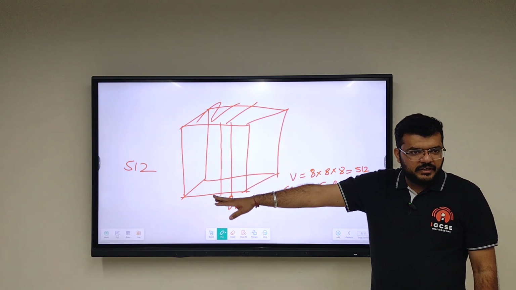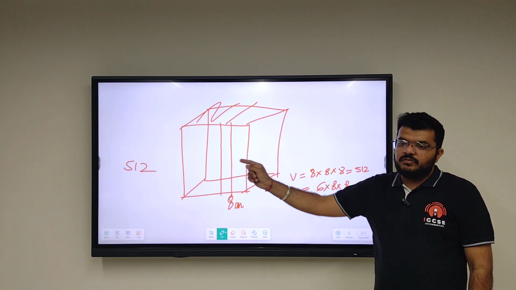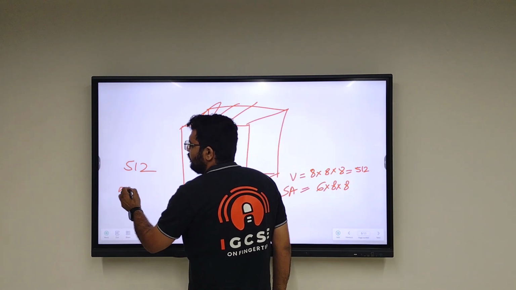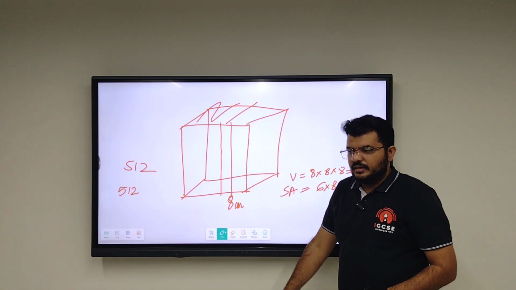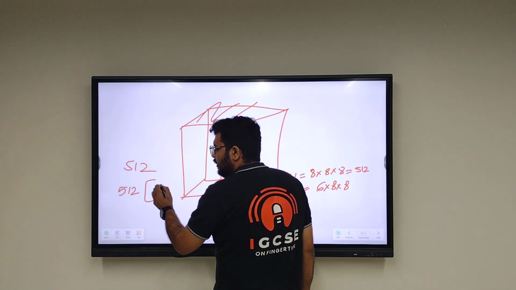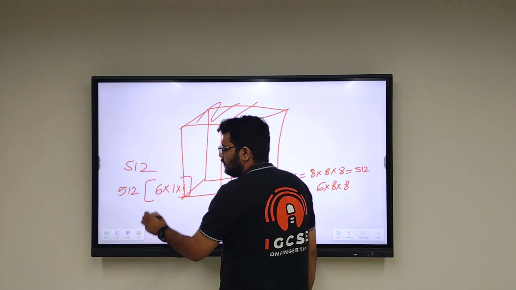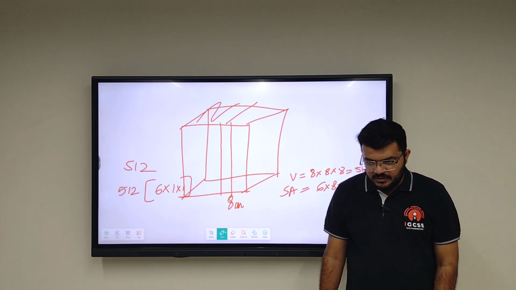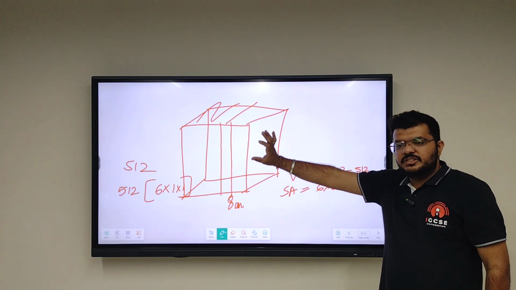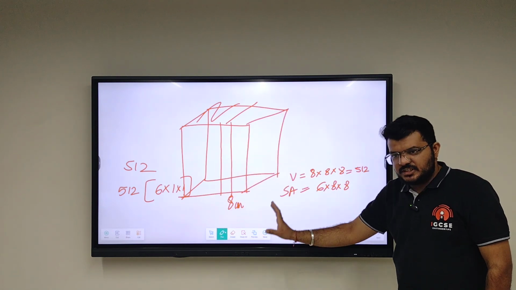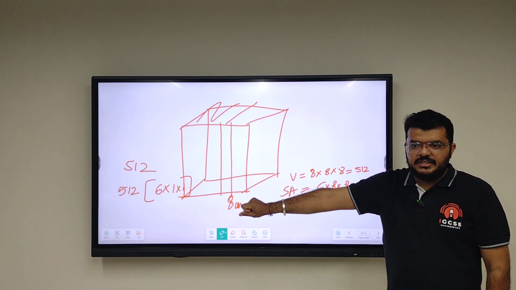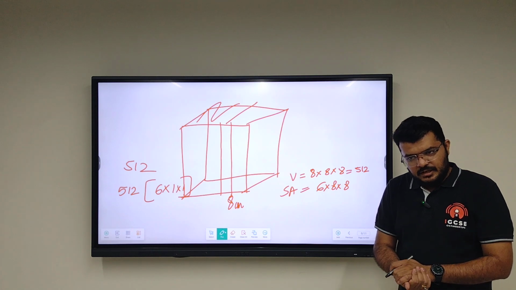What is the volume of these 512 cubes? 512. What is the surface area of those 512? There are 512 cubes. Right there the surface area is more. 512 into 6 into 1 into 1. So that's 512 into 6, which is 3072, a very large number, greater than this. The total volume is still the same, but the surface area is drastically increased. So the smaller the size, the greater the surface area.